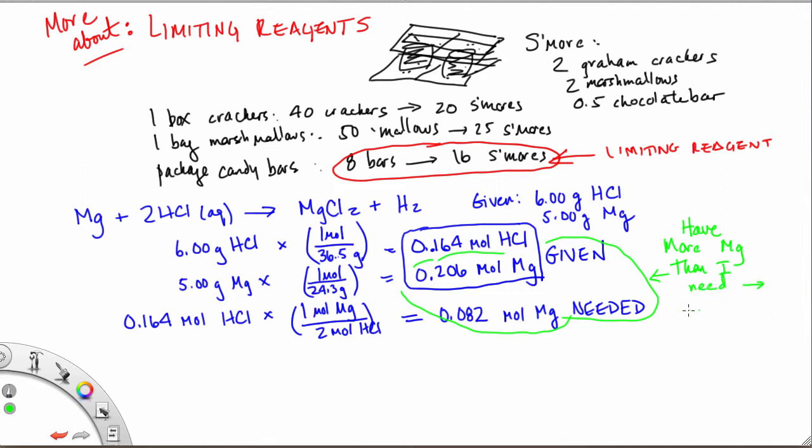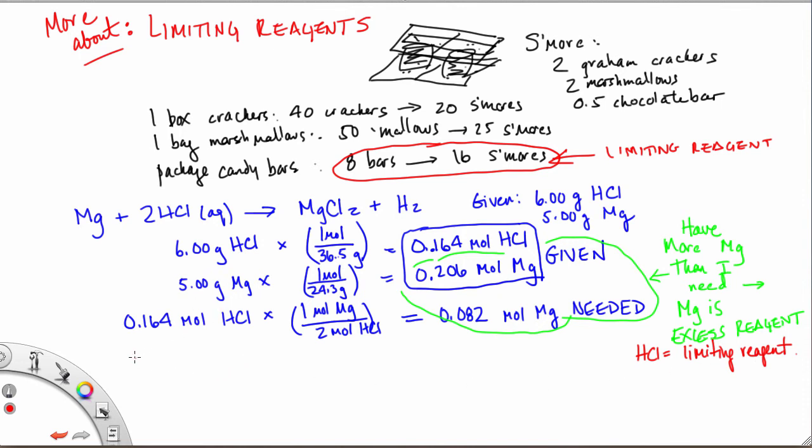So since I have more magnesium than I need, Mg is my excess reagent. It's the one I have too much of. And by default then, since magnesium is my excess reagent, HCl has to be my limiting reagent. Okay, I could prove that if I wanted.